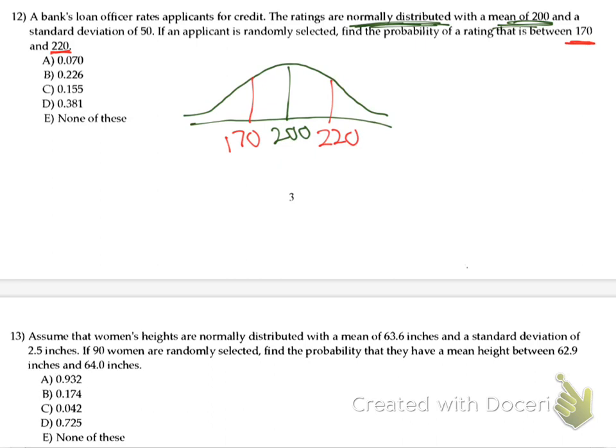170, 220, they want the area in between. So am I going to do normal CDF or inverse norm? Normal, because they're not giving me any percentage. They want me to find the percentage. So that one's normal CDF, huh?